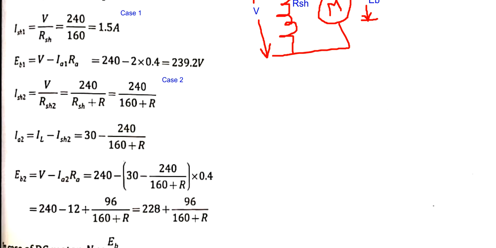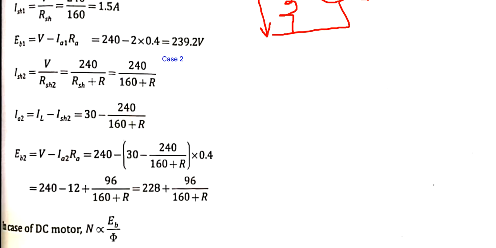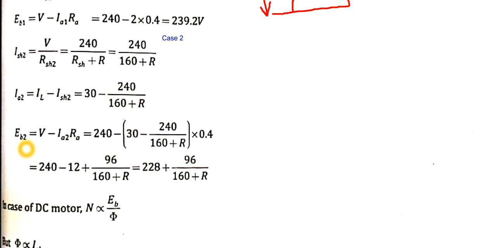and minus ISH2, in terms of the unknown resistor R, is given here. Right, now we need to calculate EB2. What is EB2? It will be V minus IA2 into RA, right? So it is 240 minus, and whatever IA2 is has to be substituted here. With that you can get EB2 in terms of unknown resistance R.